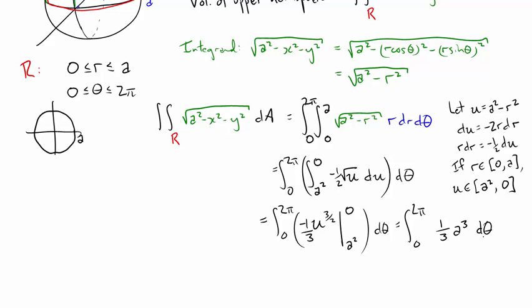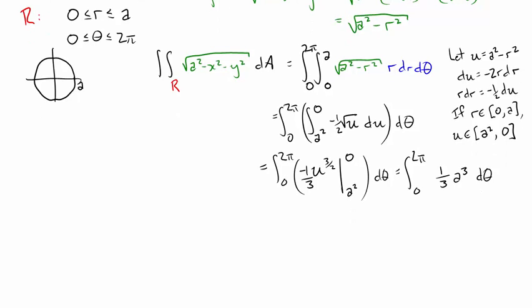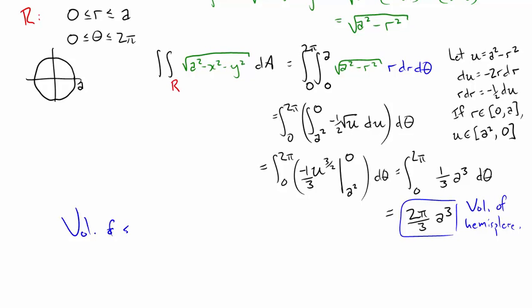And this we integrate with respect to theta. And what you'll get is 2 pi over 3 a cubed. Now, remember, that was the volume of the upper hemisphere. So, to find the volume of the sphere, you double it. The volume of the sphere is 4 pi over 3 a cubed.